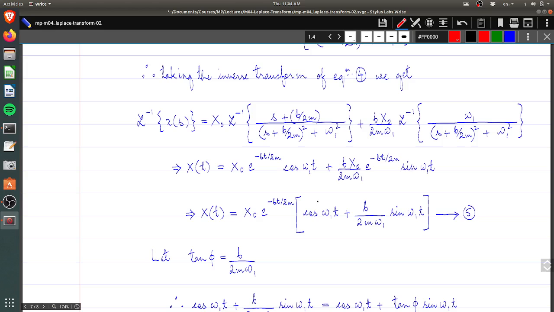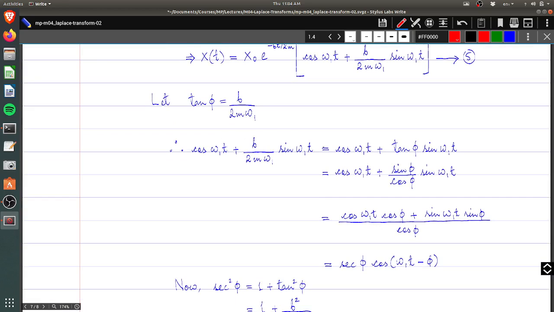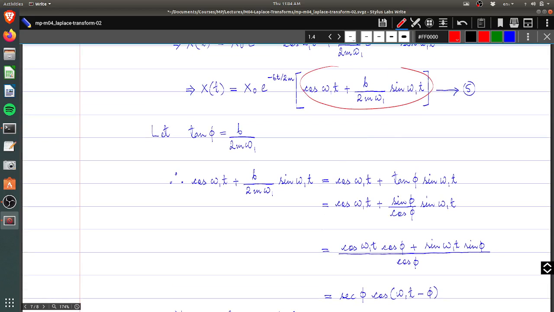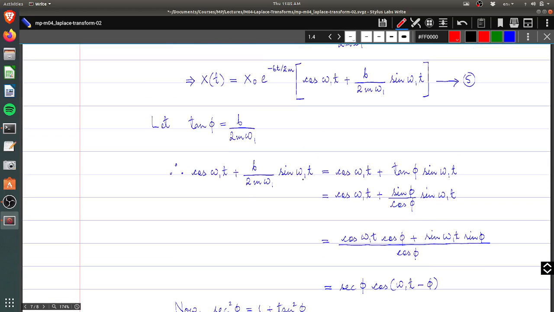Rest what we have is some algebraic and trigonometric manipulations. We define a phase angle phi to be equal to a tan inverse of b by twice m omega 1, which means tan phi is equal to b by twice m omega 1. And over here, in this quantity inside the bracket, we'll try to simplify this now. So cos omega 1 t plus b by twice m omega 1 sin omega 1 t, this we have redefined as tan phi. So we replace this with tan phi.